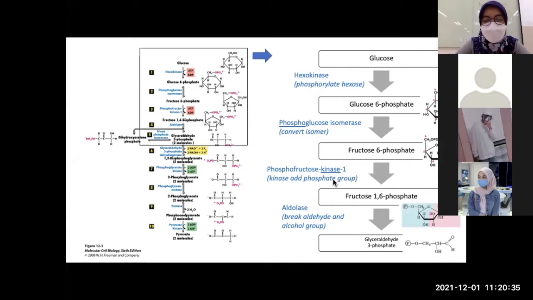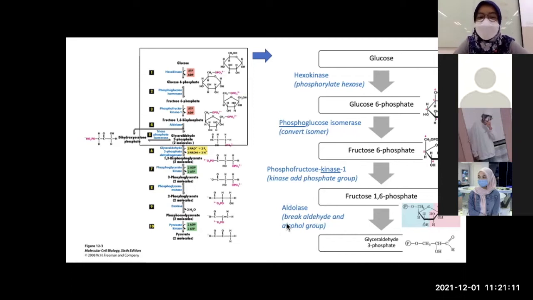Okay, so if you observe it carefully, phosphofructose kinase 1 means that it is adding phosphate to carbon 1. So that is why fructose 1,6-phosphate. After fructose 1,6-phosphate, another reaction will take place, and that is glyceraldehyde 3-phosphate. The reaction is catalyzed by aldolase.